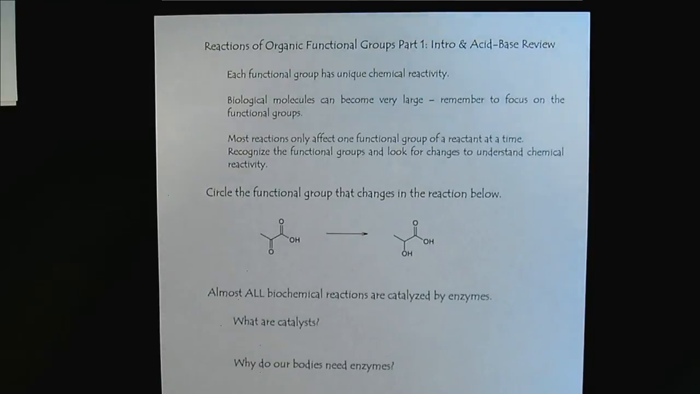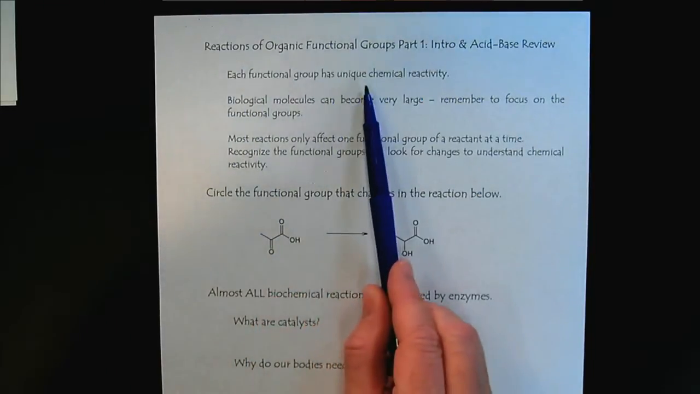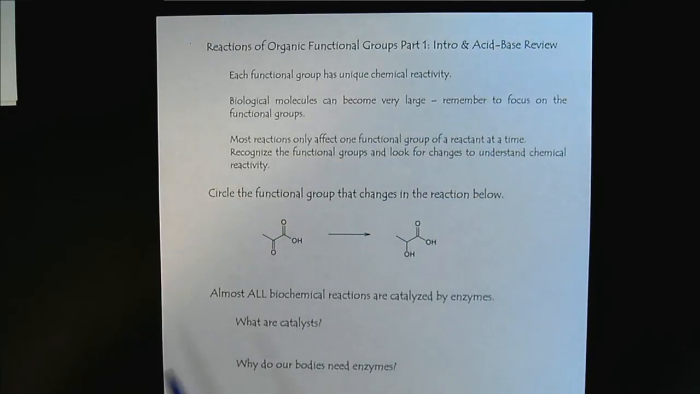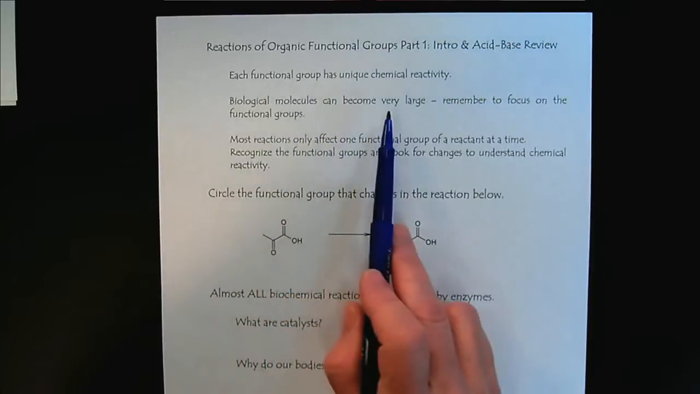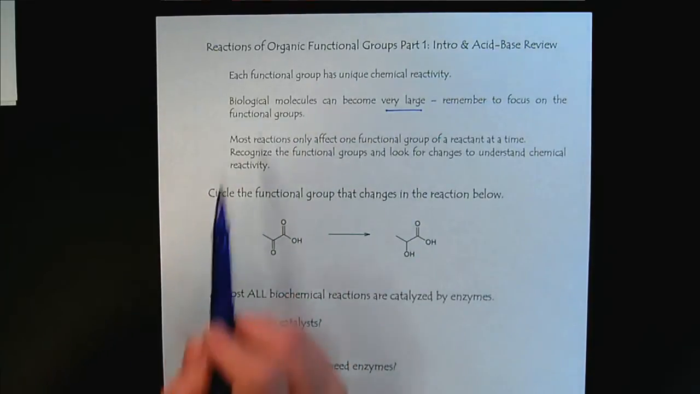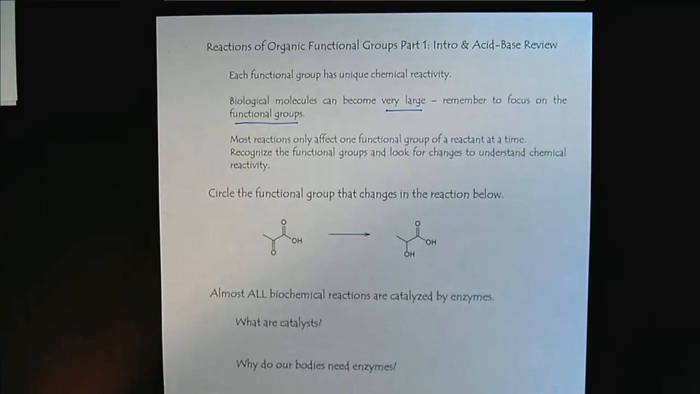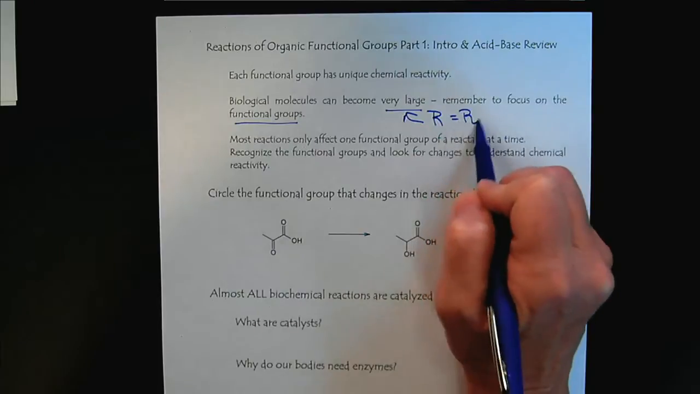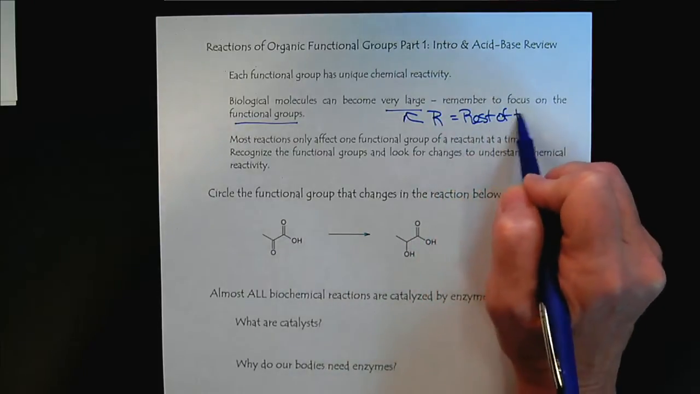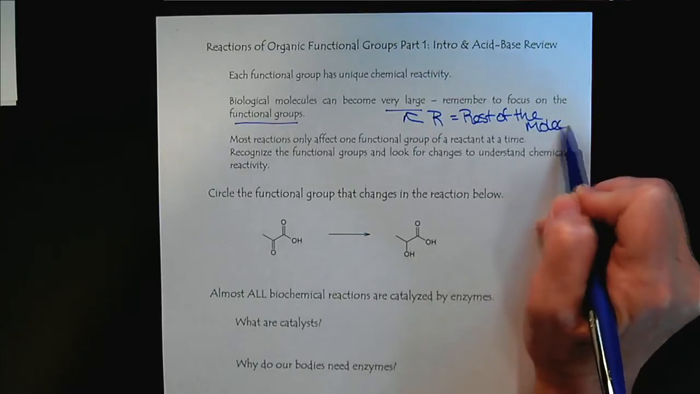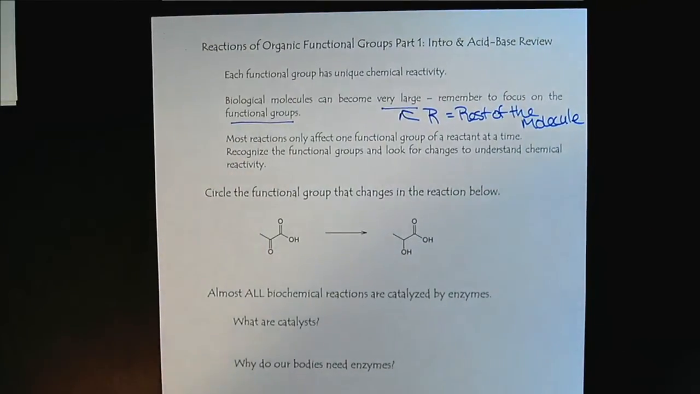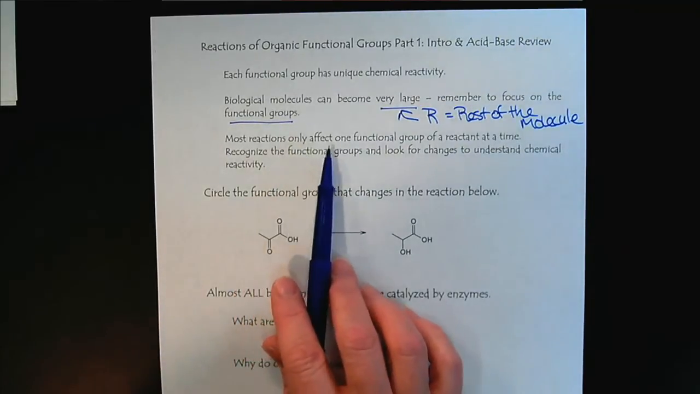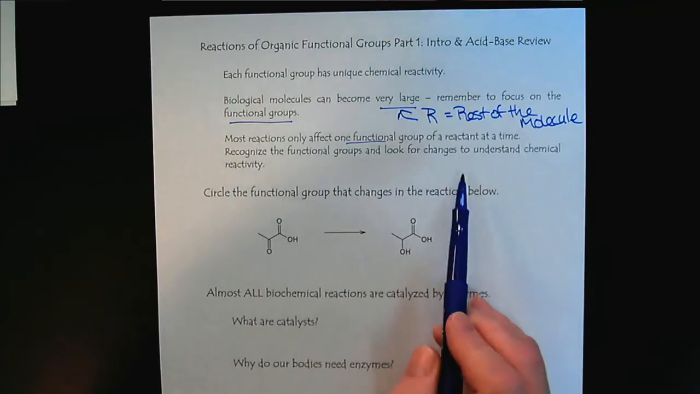So it's really important to note that each functional group has unique chemical reactivity, and so this section is going to set us up for biochemistry. Biological molecules can be very large, so we have to remember to focus on the functional group. The bulk of the molecule will simply be symbolized as R for rest of the molecule. And we will be focusing on a very small aspect of the molecule, but that's where the chemical change is occurring. So most reactions only affect one functional group at a time.